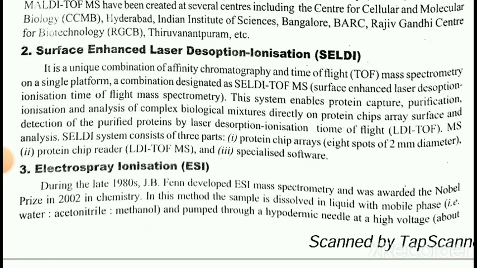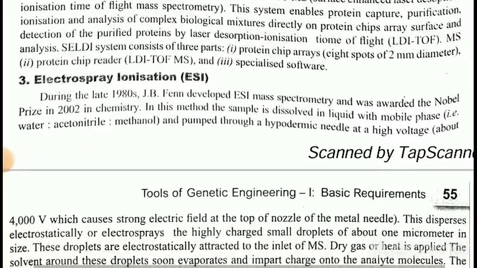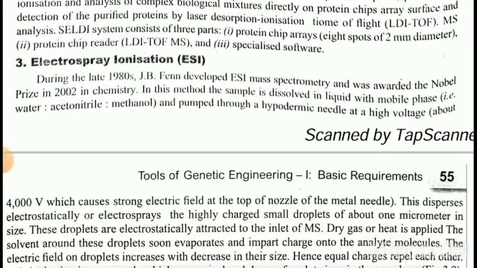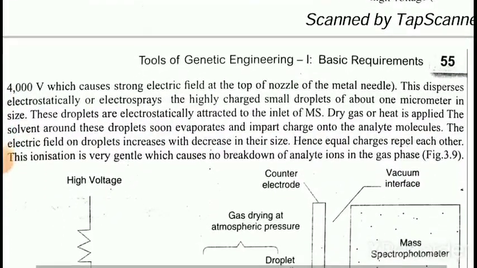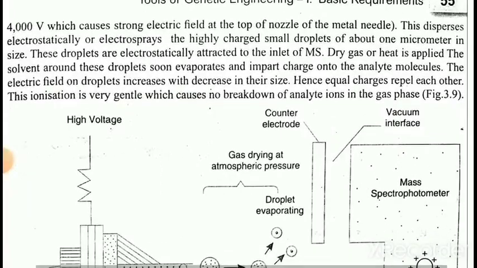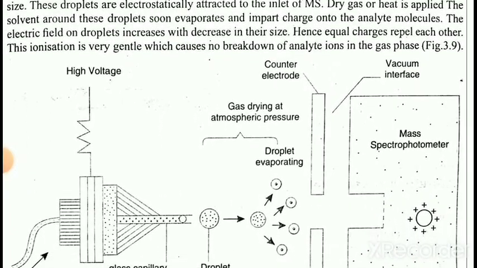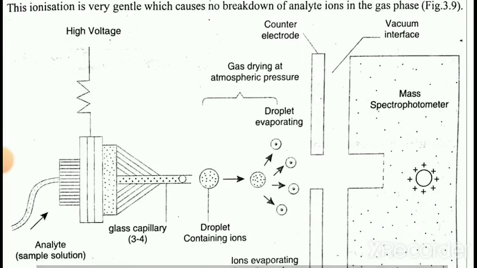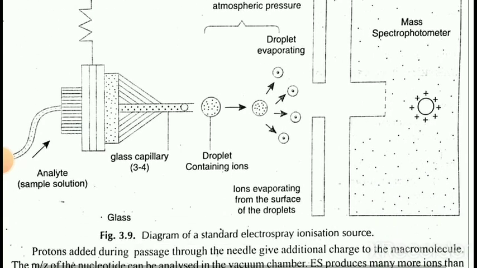Dry gas or heat is applied. The solvent around these droplets soon evaporates and imparts charge onto the analyte molecules. The electric field on droplets increases with decrease in their size. Hence, equal charges repel each other. This ionization is very gentle, which causes no breakdown of analyte ions in the gas phase. Fig. 3.9. Protons added during passage through the needle give additional charge to the macromolecule. The m/z of the nucleotide can be analyzed in the vacuum chamber.